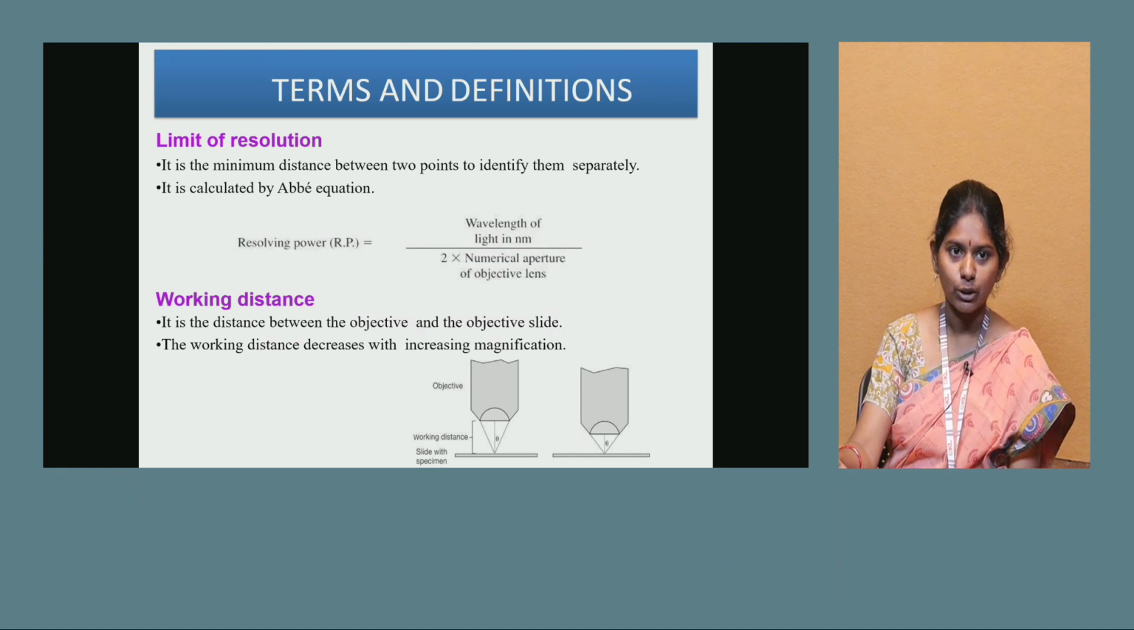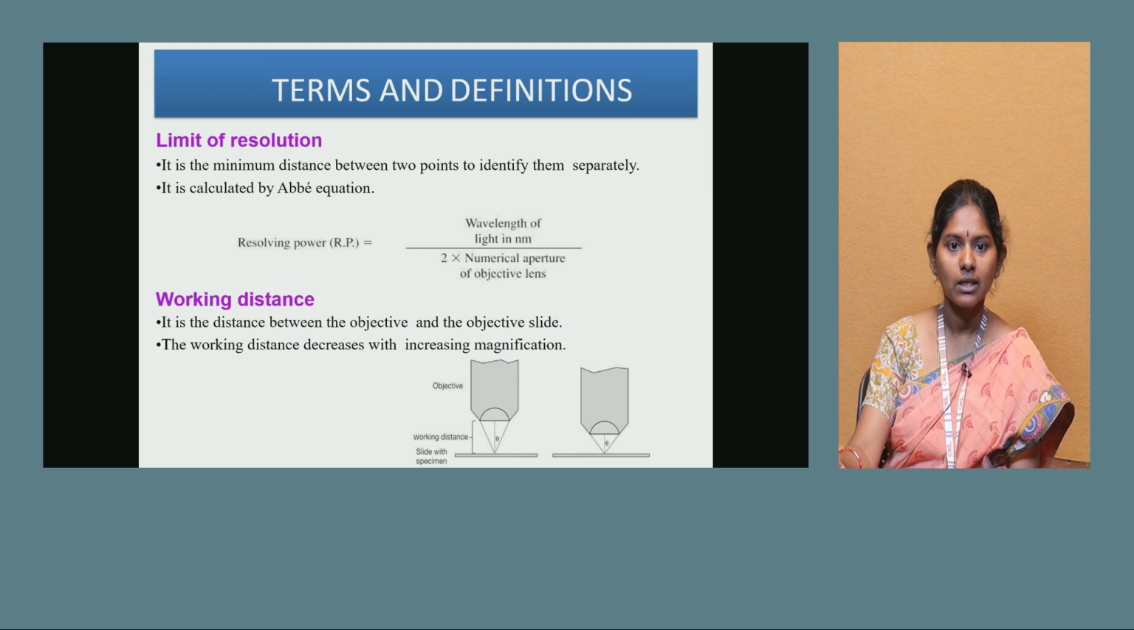What is the limit of resolution? It is the minimum distance between two points to identify them separately. It is calculated by the Abbe equation. The resolving power is equal to the wavelength of light in nanometers divided by 2 times the numerical aperture of the objective lens. Working distance is the distance between the objective lens and the slide.